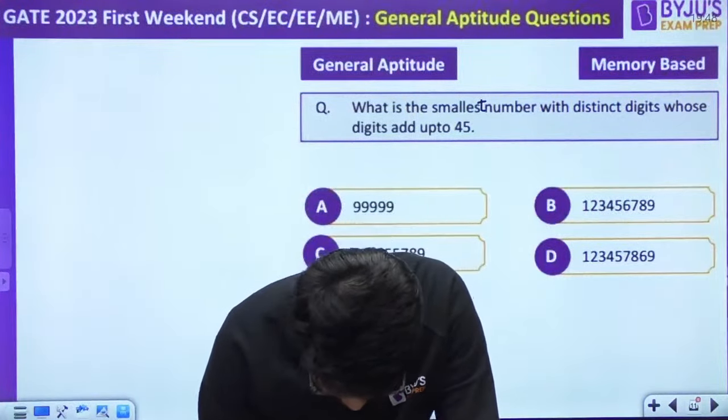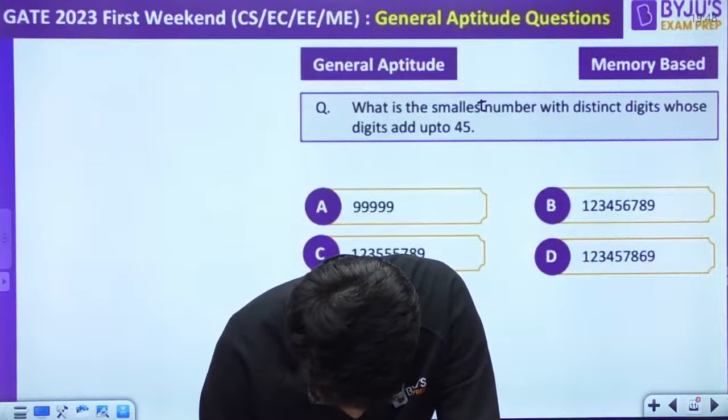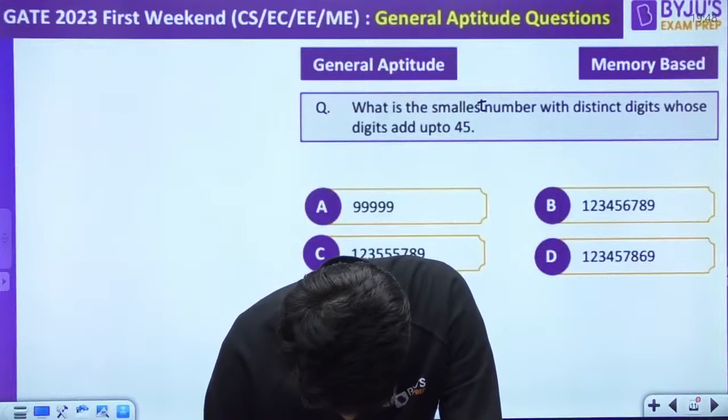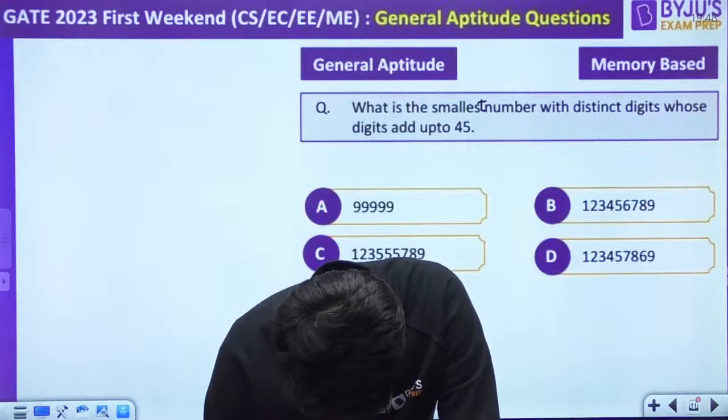Can you just check that? How is this going to be solved? Can you just check that? Just a second.